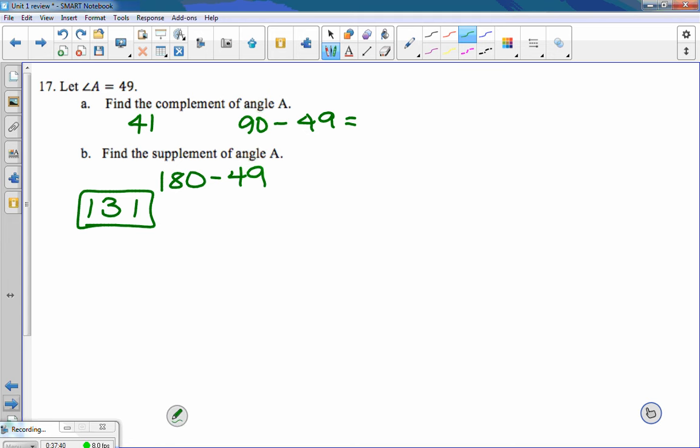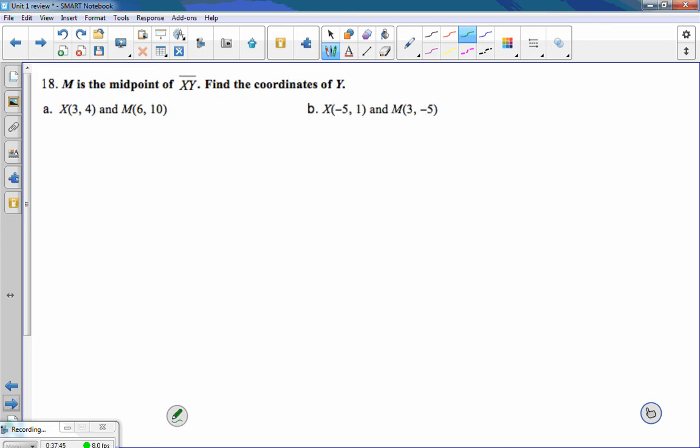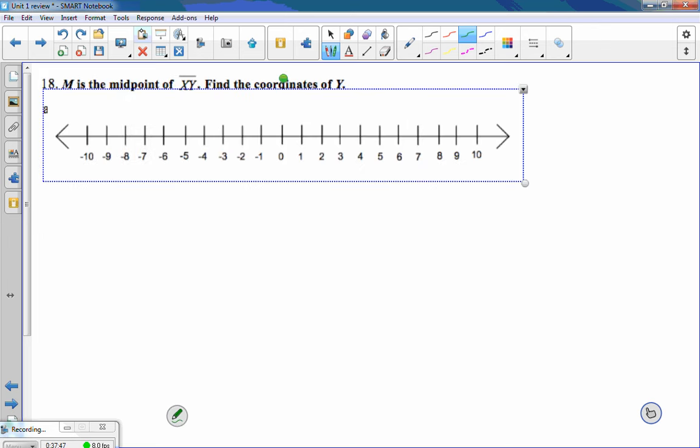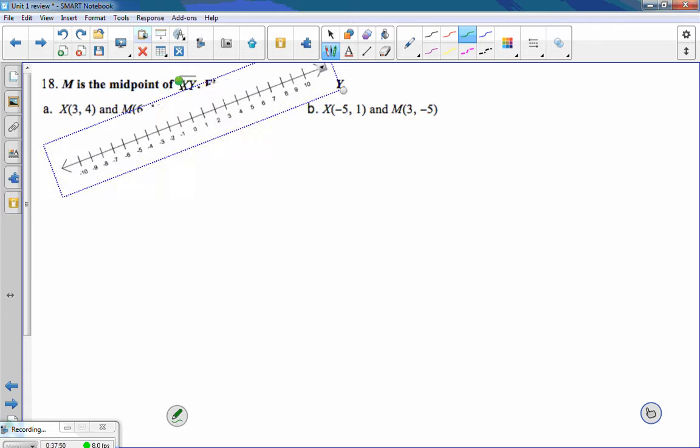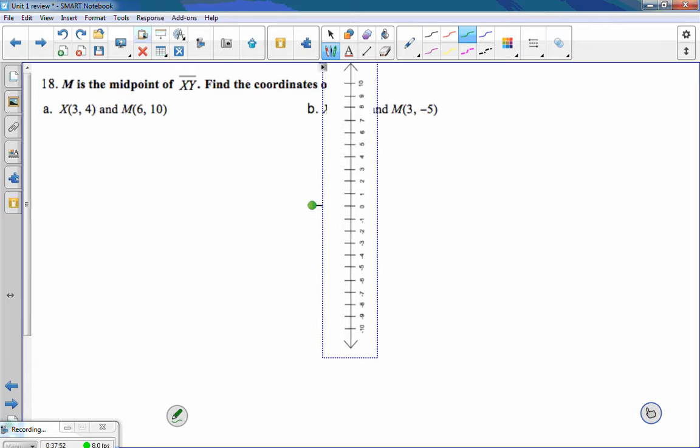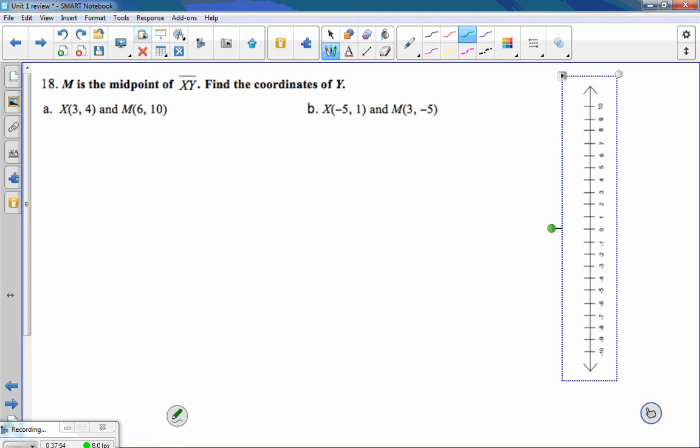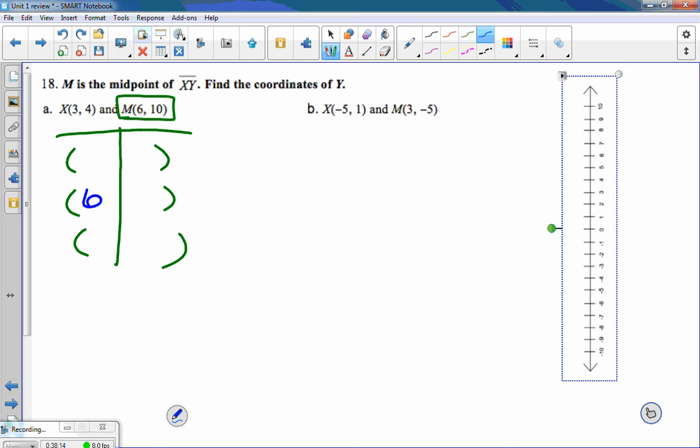All right, we definitely need to go over number 16. It says the midpoint is at M. Find the other value. So this is your midpoint. So you need to find the other endpoint. That's when you can do the table or the snowman. It does not matter. What needs to go right here? What needs to go in the middle? The midpoint. Good.